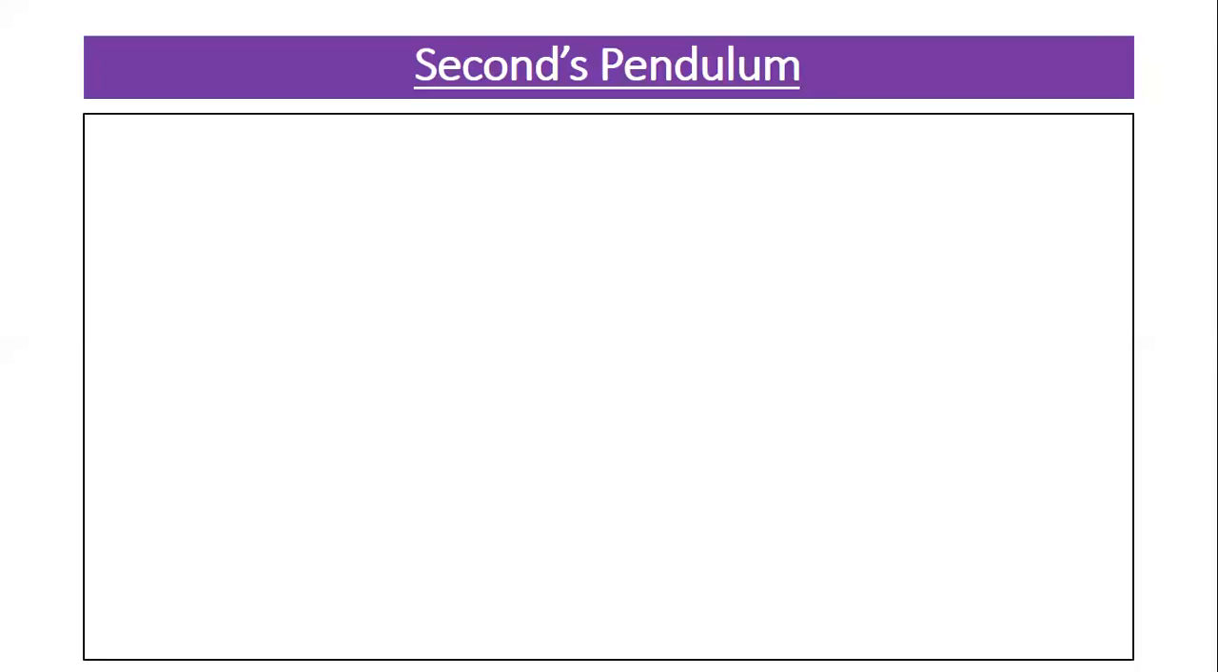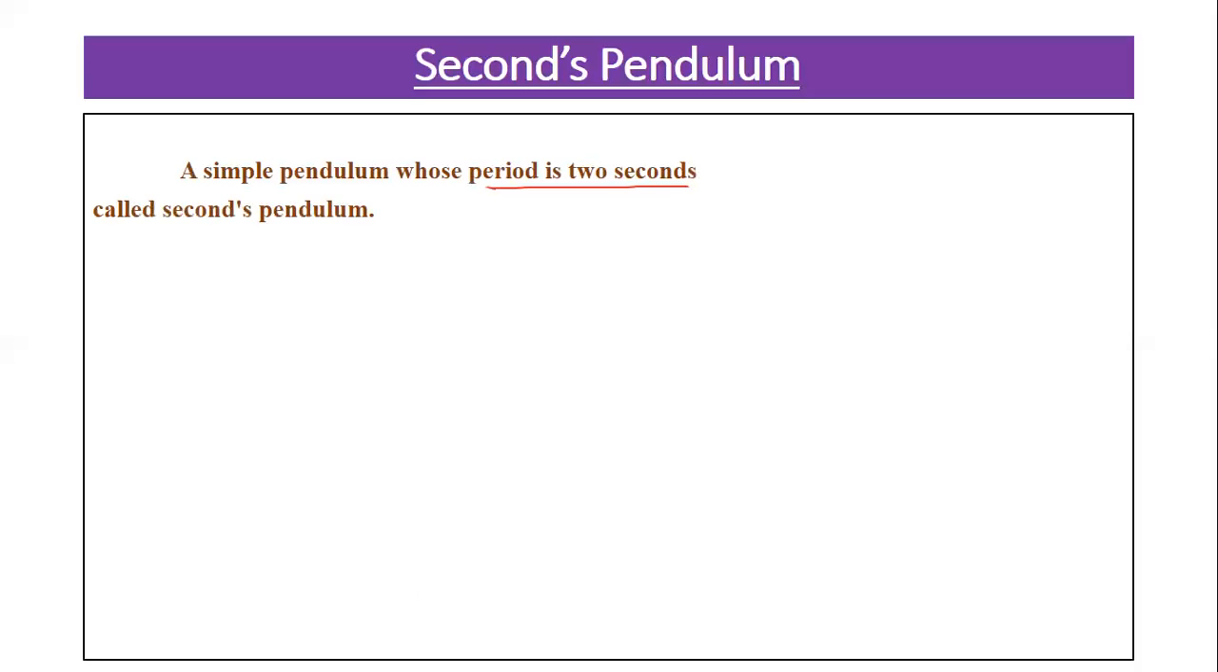Next article is the seconds pendulum. What is a seconds pendulum? A seconds pendulum is a simple pendulum whose period is 2 seconds. This is very important. If we consider a simple pendulum and the period comes to 2 seconds, then it is called a seconds pendulum. A simple pendulum with period 2 seconds is called a seconds pendulum.